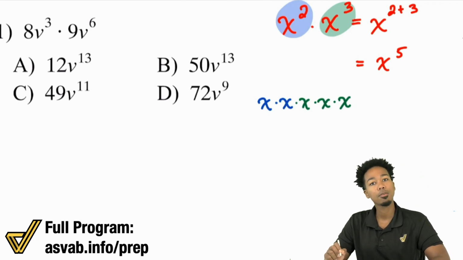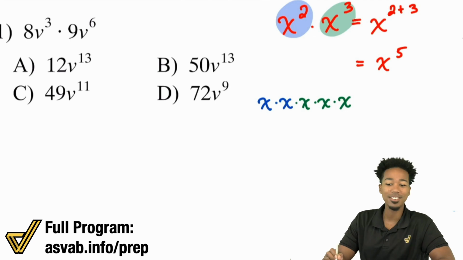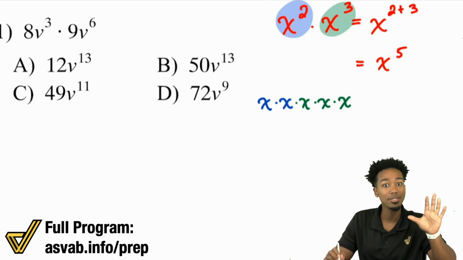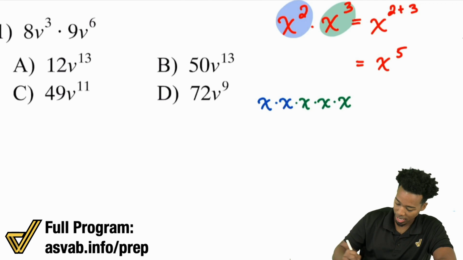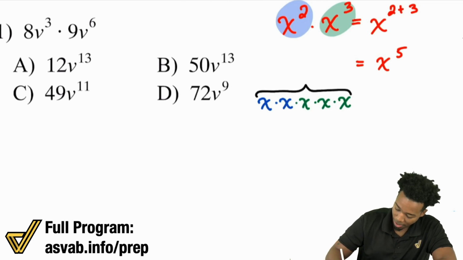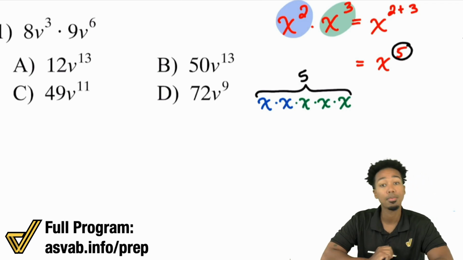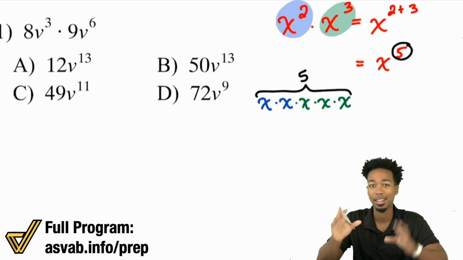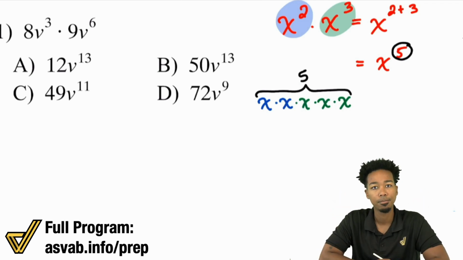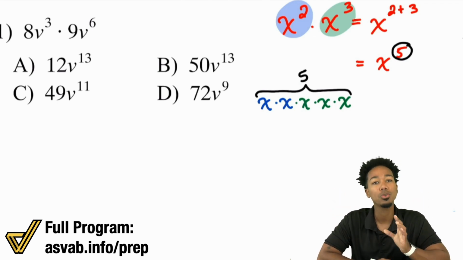And guess what, my math party people? How many x's do you see being multiplied together right there? We see a total of 5 now. And that's why you simply take the shortcut and add those exponents, because what you're looking at is 5 x's being multiplied together. That's why it's x to the power of 5. Because remember, that exponent just tells you how many times you're multiplying that base by itself. That's why you add those exponents.